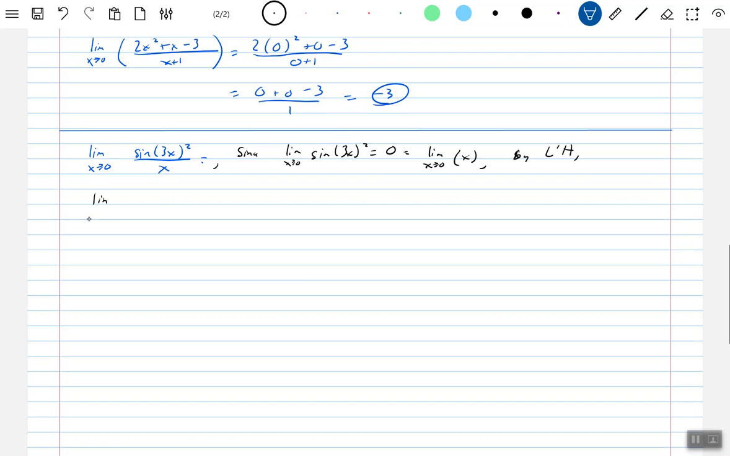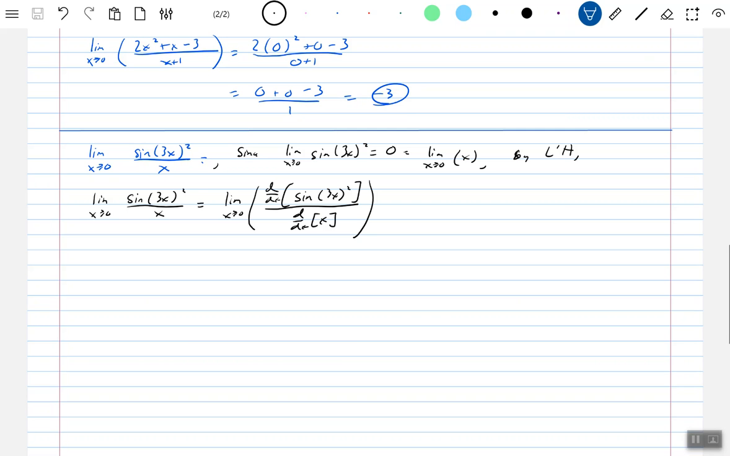the limit as x goes to 0 of sine 3x squared over x is equal to the limit as x goes to 0 of the derivative of the top divided by the derivative of the bottom. Now I'd like to point out again, I'm not doing the quotient rule here. This kind of goes against our intuition at this point with derivatives. The derivative of the quotient is not the quotient of derivatives. That is not true. But with L'Hopital's, we're not doing the quotient rule. We're only taking the derivative of the numerator and dividing it by the derivative of the denominator.